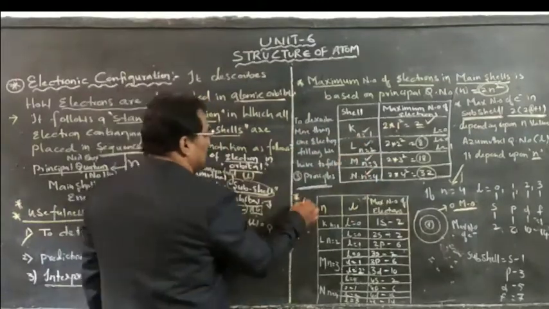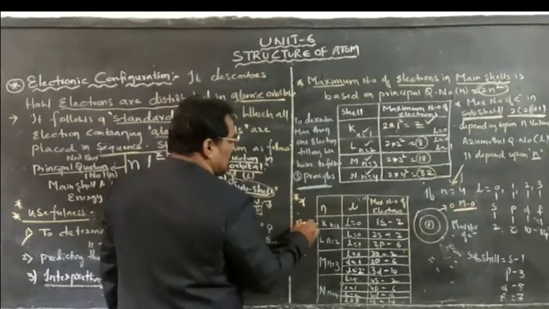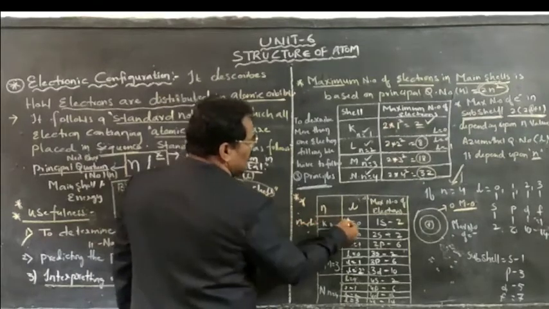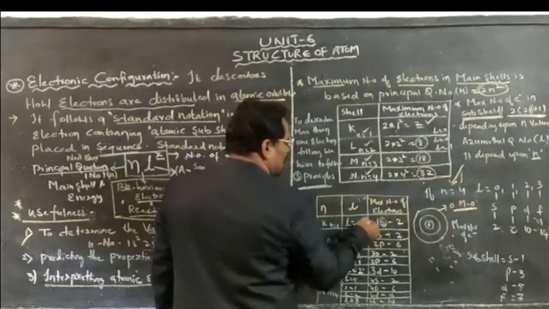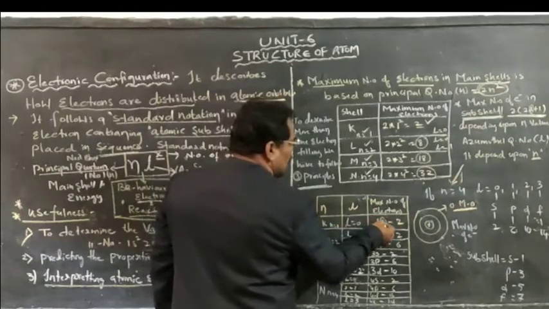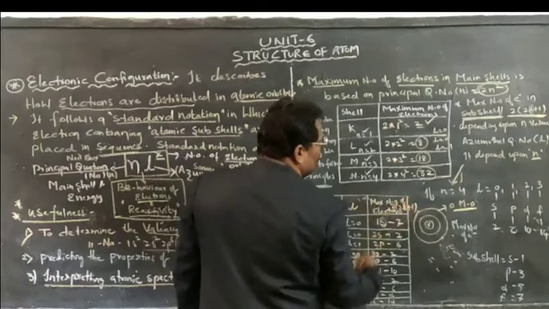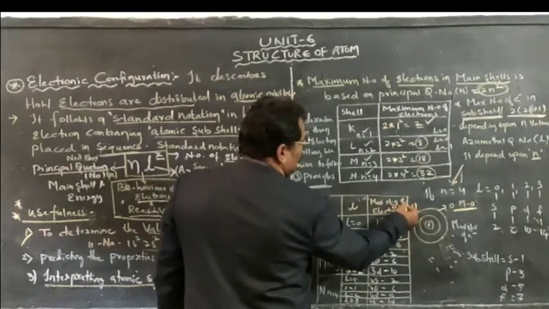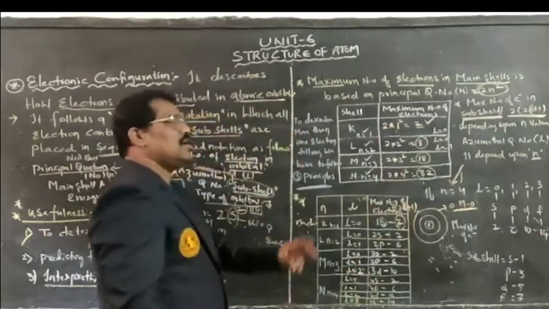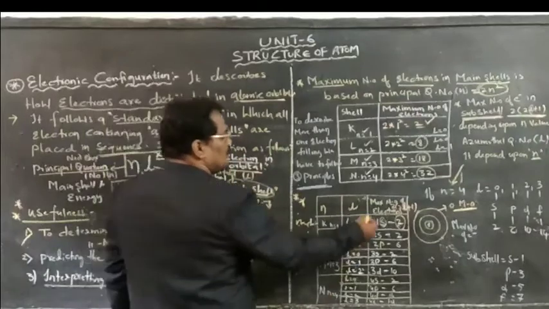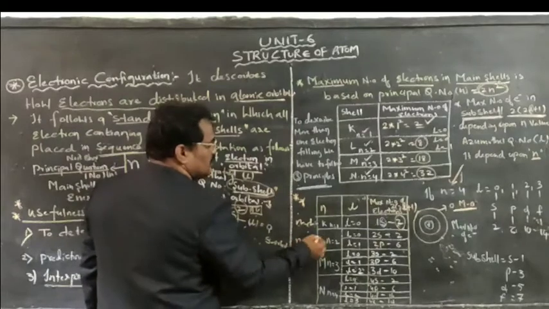How can we accommodate them? I have given one example. The K shell indicates n is equal to 1. n is equal to 1 means l is equal to 0, which means the s orbital. For the first shell, s orbital, use the formula 2 into (2l plus 1). Therefore, 2 into 0 plus 1 gives 1 subshell, and that subshell accommodates 2 electrons. 1 into 2 is 2.